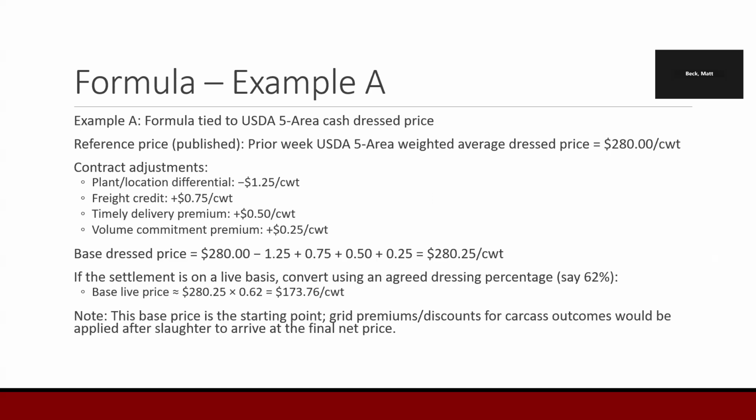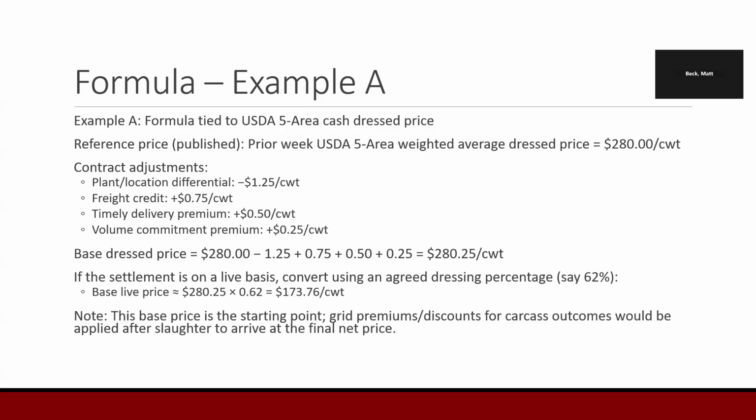Okay, so here's an example of a formula. We're setting our base price based off of the USDA 5 area cash dressed market. So the reference price is the prior week's USDA 5 area weighted average dressed price of $280 per hundredweight. We have a contract adjustment, so plant location differential, take off $1.25 per hundredweight. Freight credit, we're going to add 75 cents per hundredweight. We're paying for the freight. The packer is going to reimburse us for some of that.